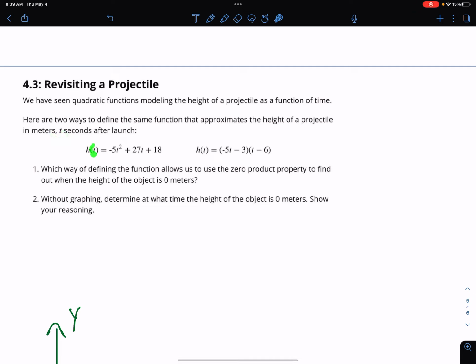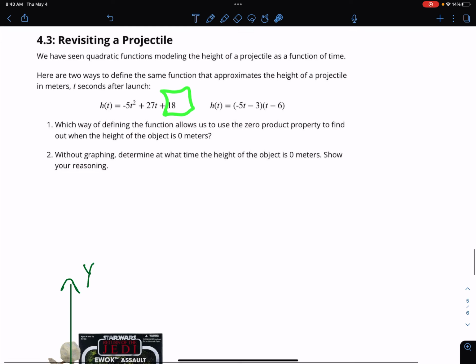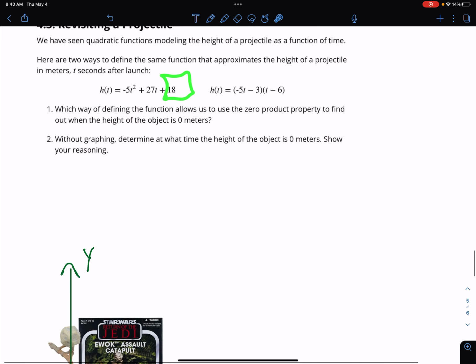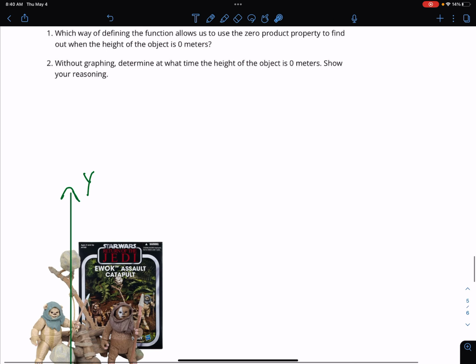So if you look at when 0 seconds have gone by, this will be 0. That all gets canceled out. This will be 0. Guess what you have? It's when x equals 0, or t in this case equals 0. It has a height of 18. So what does that mean with our Ewok catapult down here? That plus 18, it's the constant value in our standard form quadratic over here on the left. Well, that is our vertical intercept.